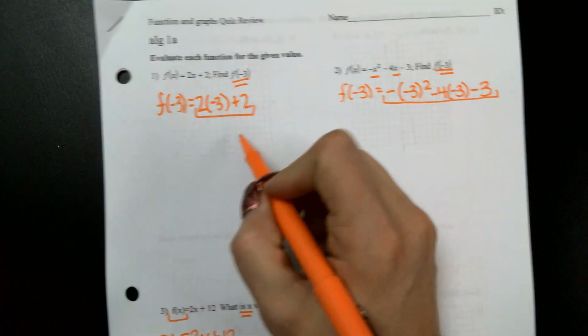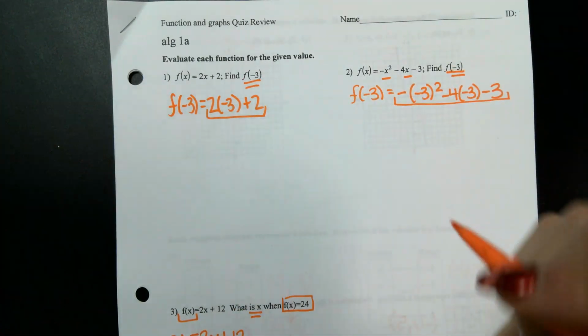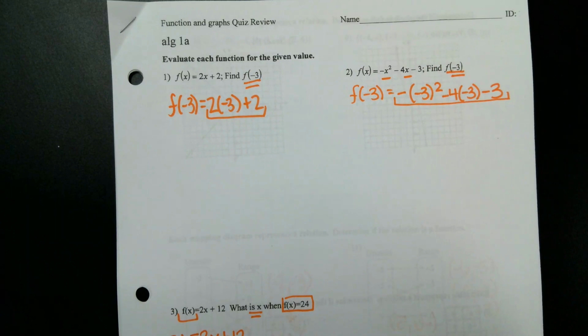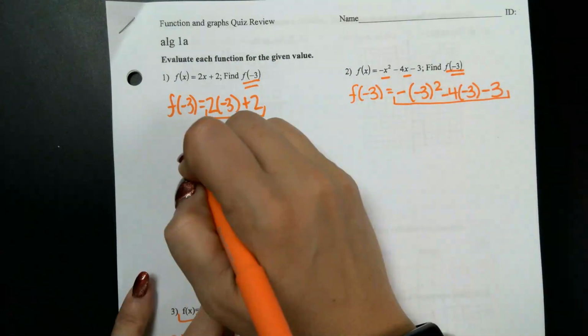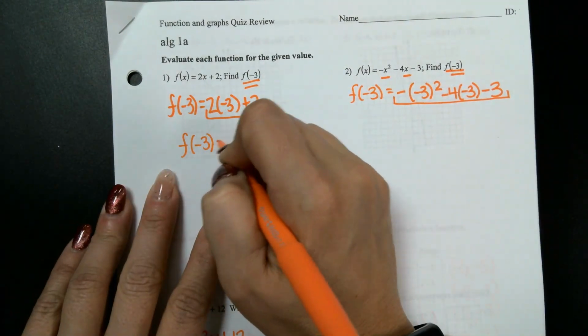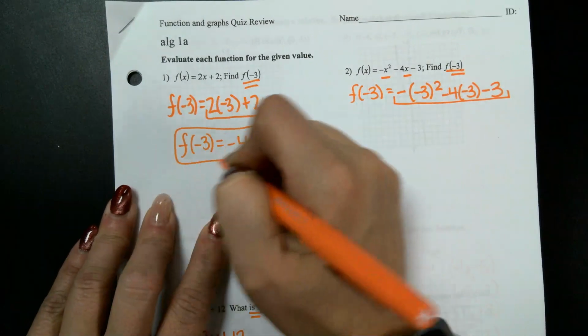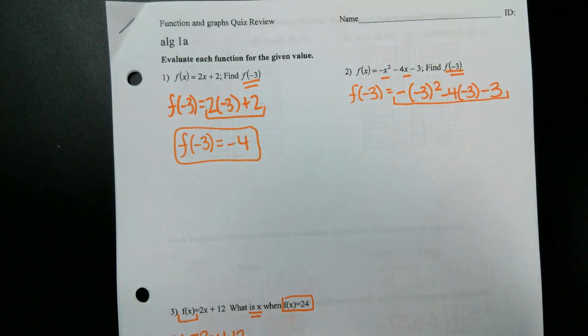When you did the plug and chug, what is 2 times negative 3 plus 2? What'd you guys get? Negative 4. Okay, so your final answer would just say f of negative 3 equals negative 4.